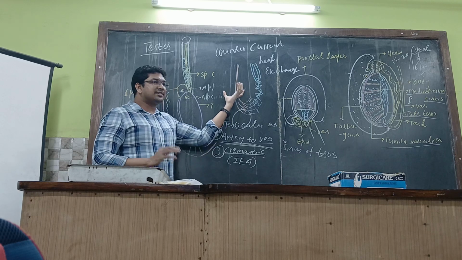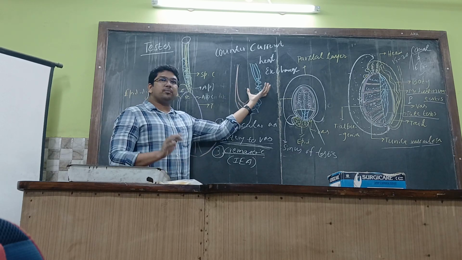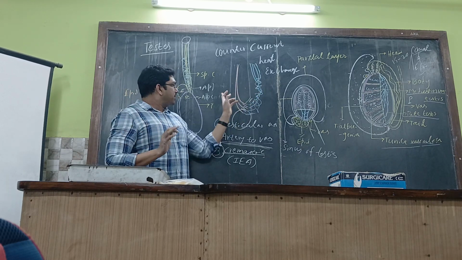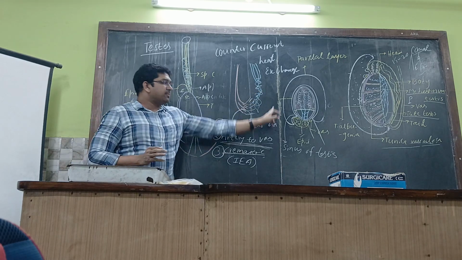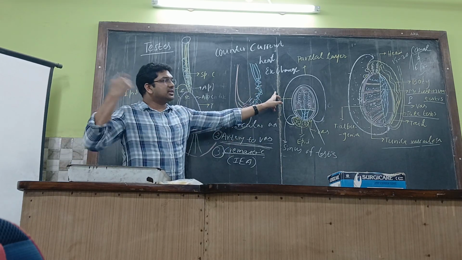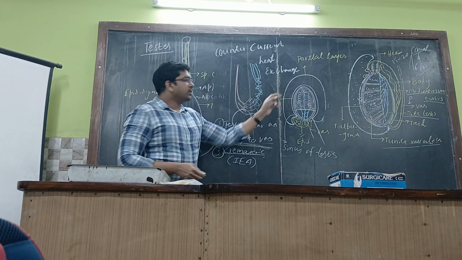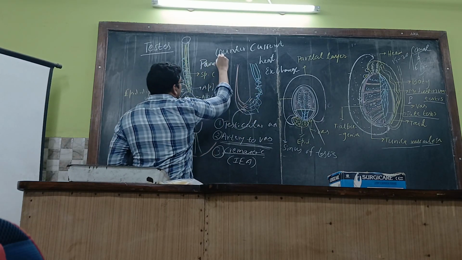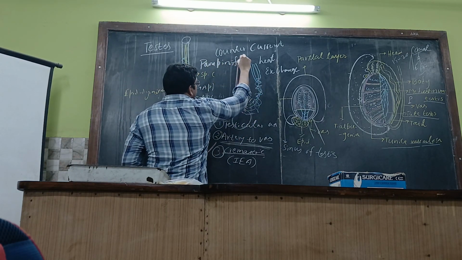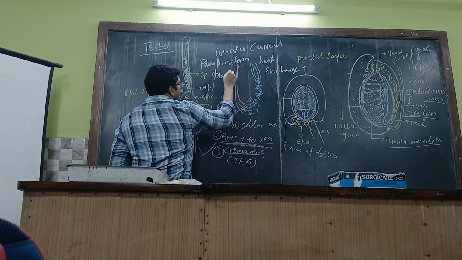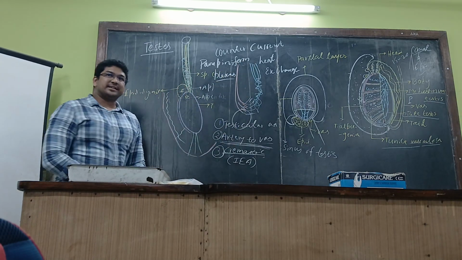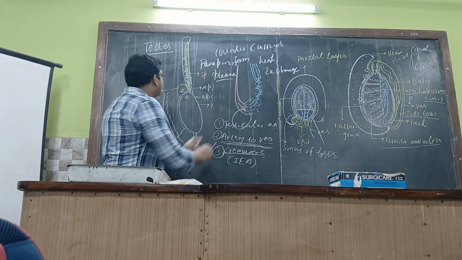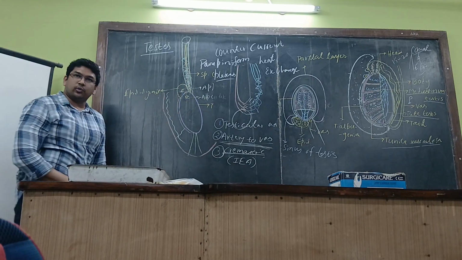It's not a pampiniform plexus of arteries. It's a pampiniform plexus of veins. So compared to the 3 arteries, there will be multiple veins to reduce the heat. Get it or not? So that's why these are called pampiniform plexus of veins. What is that? Pampiniform plexus of veins. These veins are present within the spermatic cord.